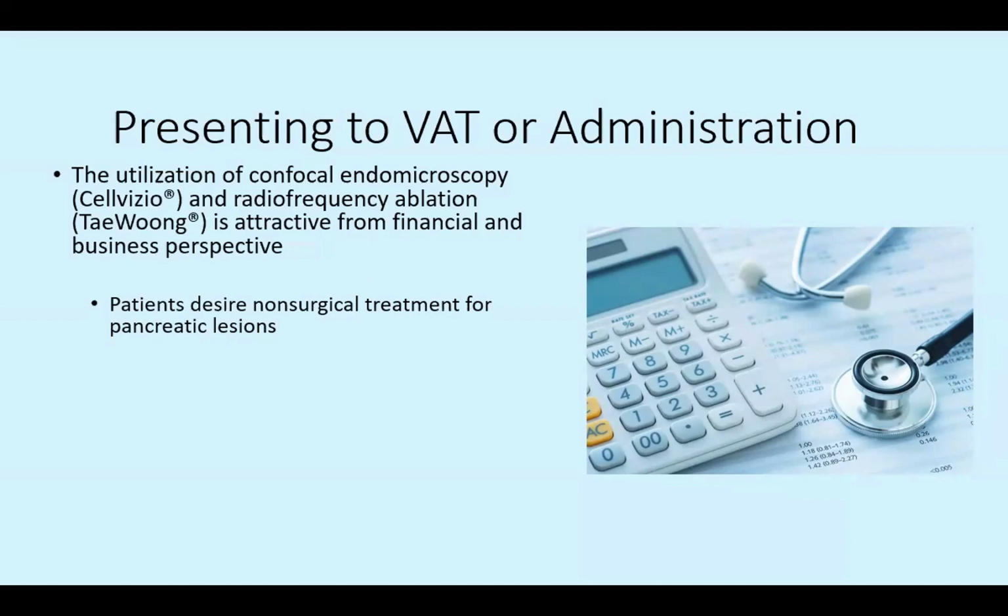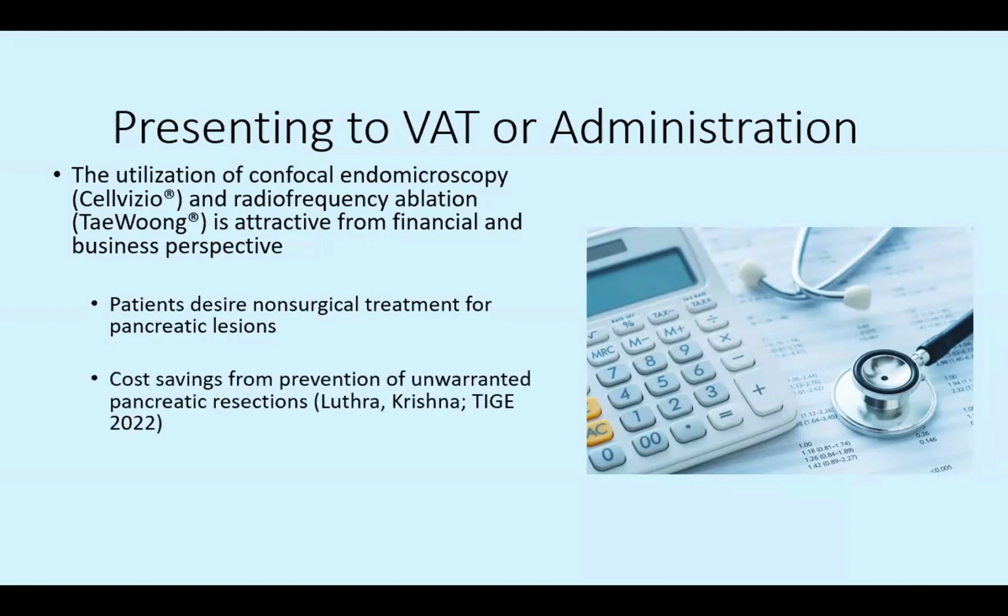We've all already talked about that patients now more than ever are desiring non-surgical interventions. We have previously demonstrated there's actually a cost savings benefit when you use endomicroscopy in cysts larger than 3 centimeters, and that comes from preventing at least one unwarranted pancreatic resection. So this is older data, so the numbers are going to be different now, but that's a cost savings of over $400,000.